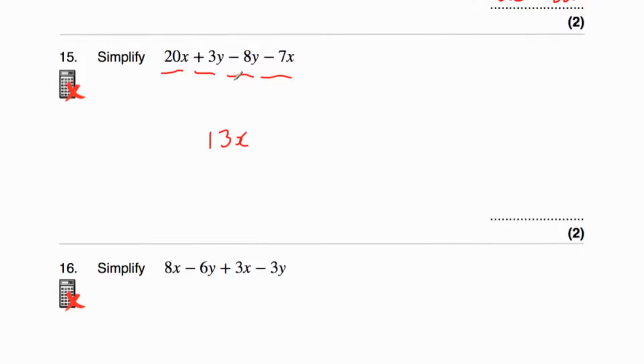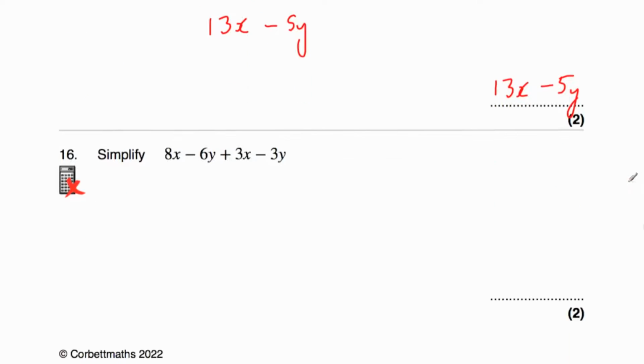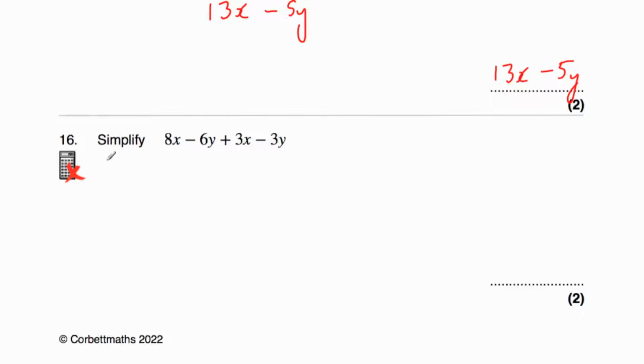Well, 3 take away 8 is minus 5, so the answer would be minus 5y. So the answer would be 13x minus 5y. Okay, question 16. Question 16 says to simplify 8x, take away 6y plus 3x minus 3y.